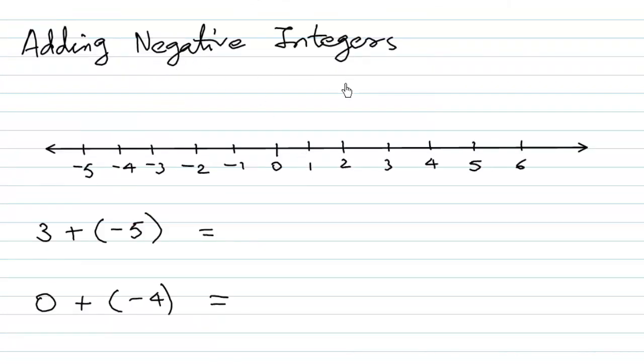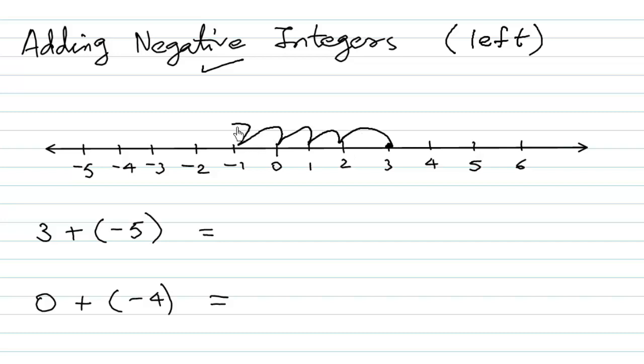When we add negative integers, we move that many steps to the left. Left because of the involvement of negative integers. So for example, 3 plus of minus 5. So we start at 3. But since we are adding a negative integer, we are going to go to the left side. So 1, 2, 3, 4, 5. And we land at negative 2. So 3 plus of minus 5 is minus 2, negative 2.